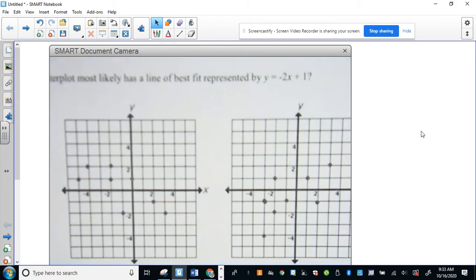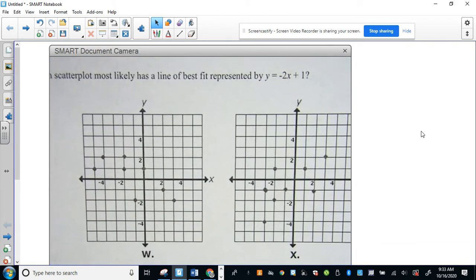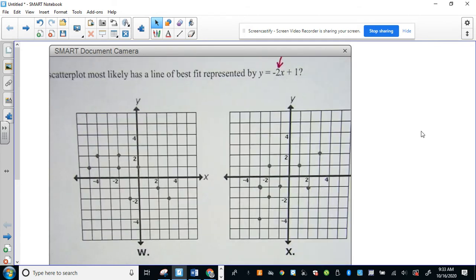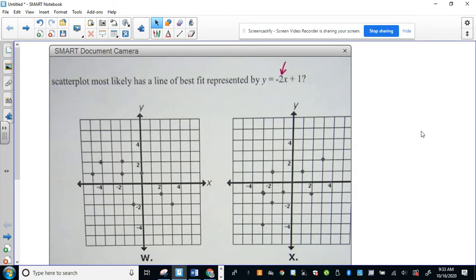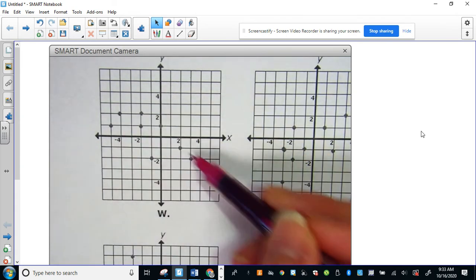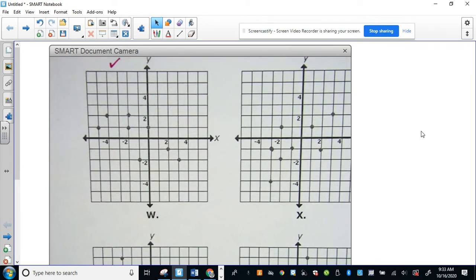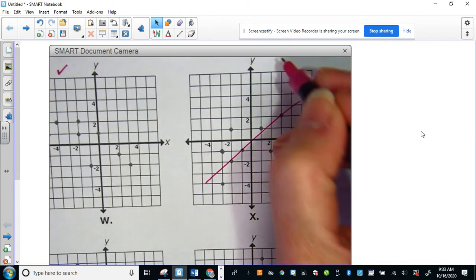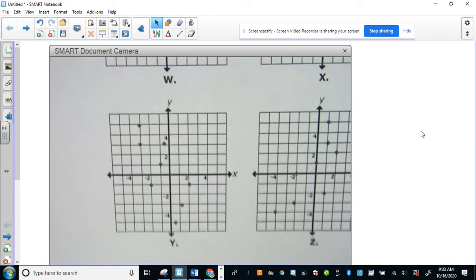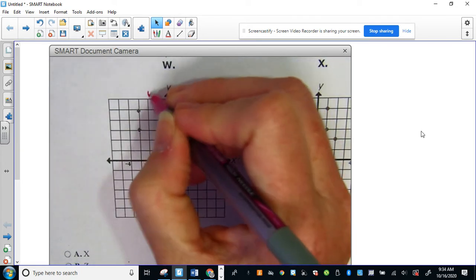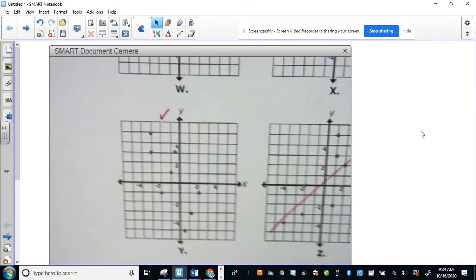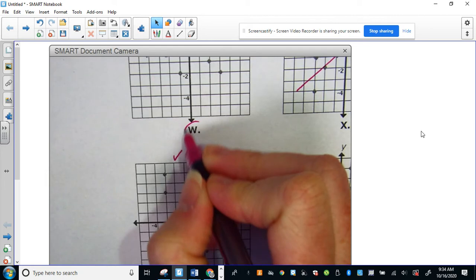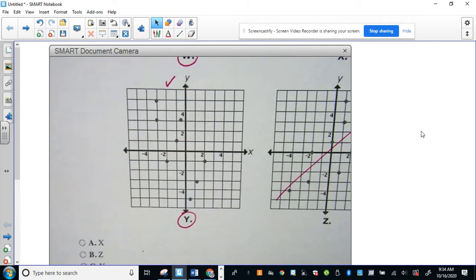Number 8, we're looking for the scatter plot with the most likely line of best fit of negative 2x plus 1. So if you have a negative 2x plus 1, that means we're going downhill. So let's look at our points for these. Is this an overall downhill? Yes, so that's a possibility. These look like they're going uphill, so I can get rid of that one. Here, overall downhill, yes. This is overall going uphill, so no. So basically we're looking at this graph, W, or this graph, Y.